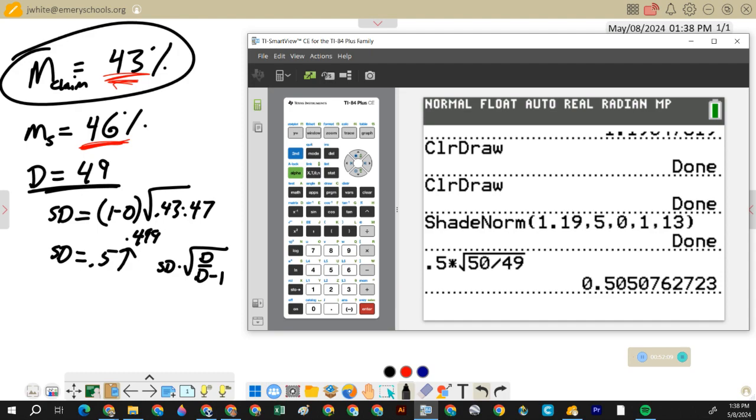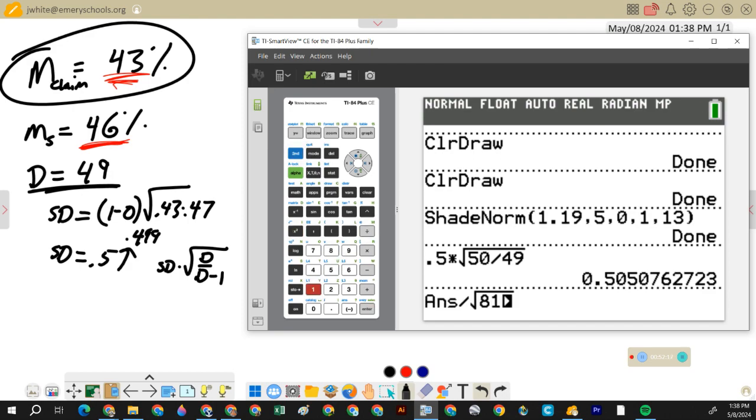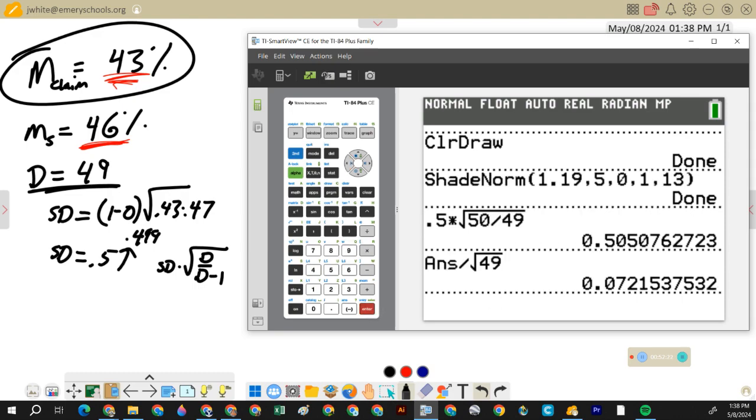Okay. So now I need an SE for average. So I'm going to divide that by the square root of 81. Nope, 49 was my number. And I get 7.2%. Okay. So my null says that 43 is equal to 46. My alternative says, was this one-tailed or two-tailed?